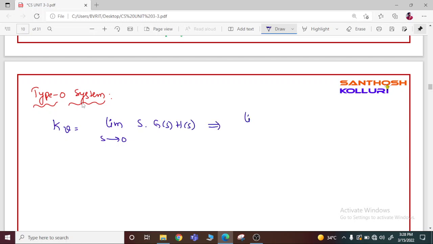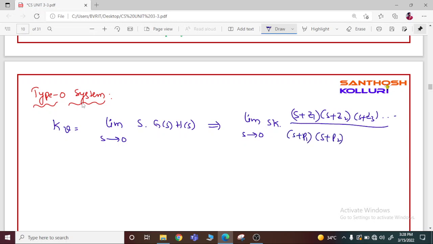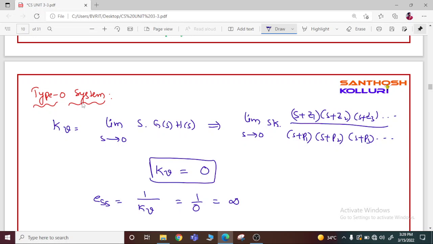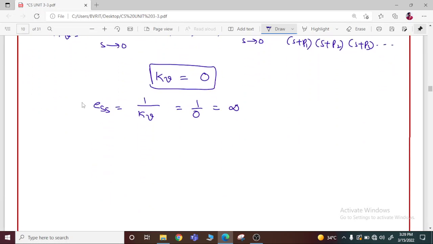It can be written as limit s tends to 0, s into K into (s plus z1)(s plus z2), and so on, these are the zeros, divided by (s plus p1)(s plus p2)(s plus p3), and so on. When you apply the limits, with s to the power of 0, everything becomes 0 here, and the velocity error constant Kv becomes 0. So the steady state error for a type 0 system is 1 by Kv, which is infinity. The conclusion: in type 0 systems, when the input is a unit ramp signal, the steady state error is infinity.